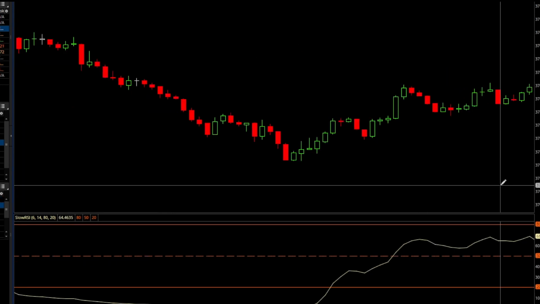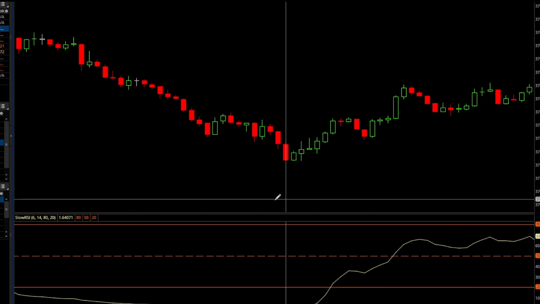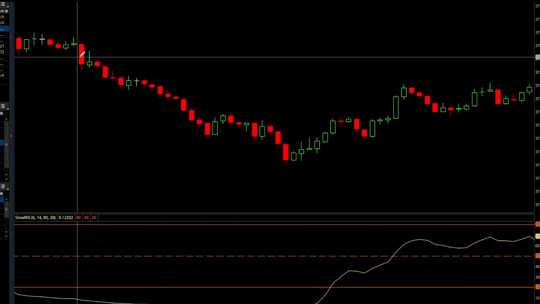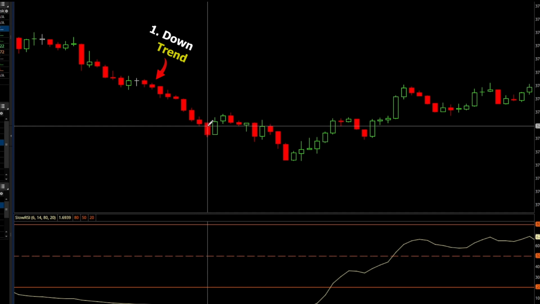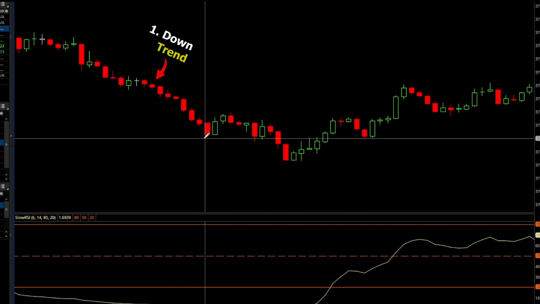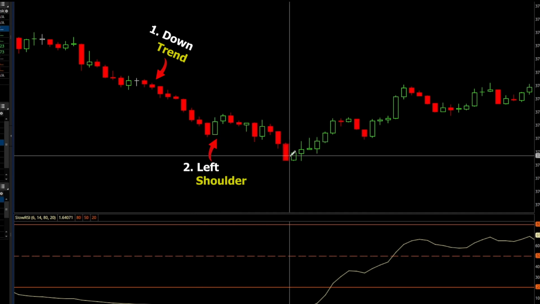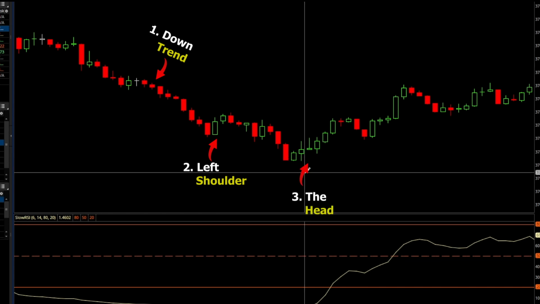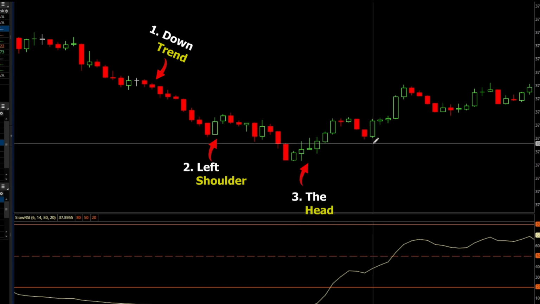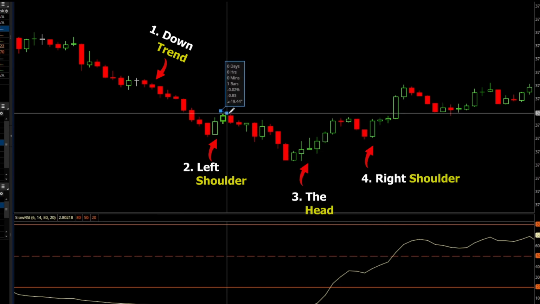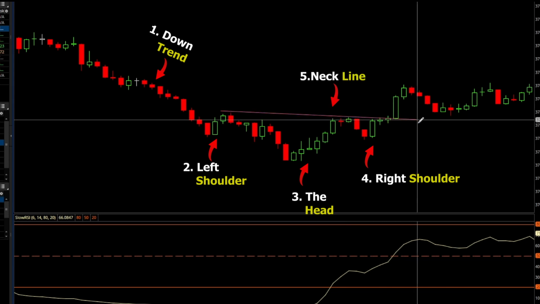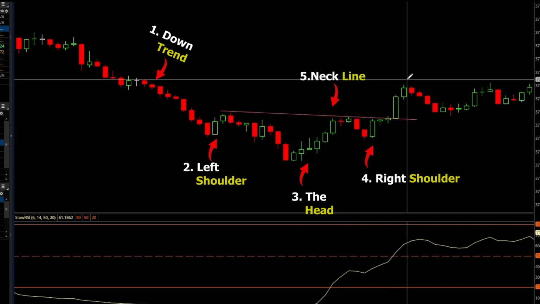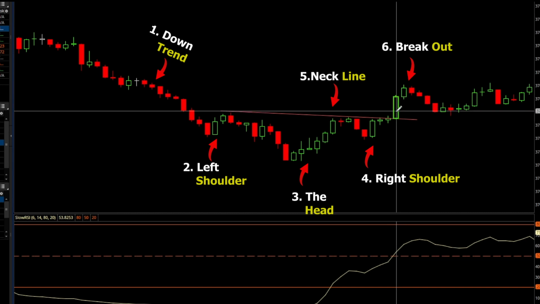All right, so here is another inverse head and shoulders example. We've got our component number one, the downtrend. We have our left shoulder. Here's the head, our right shoulder, our neckline at those resistance points, and it broke out to the upside here.